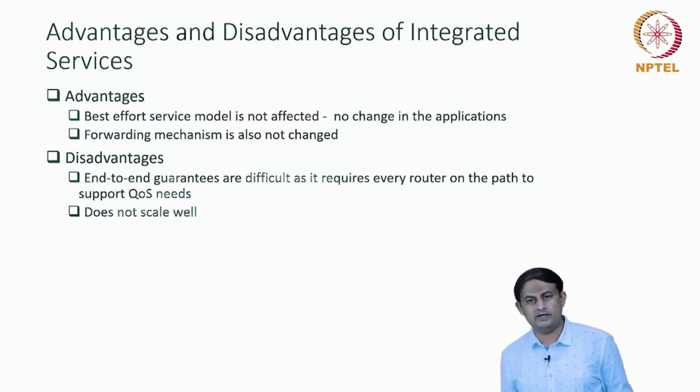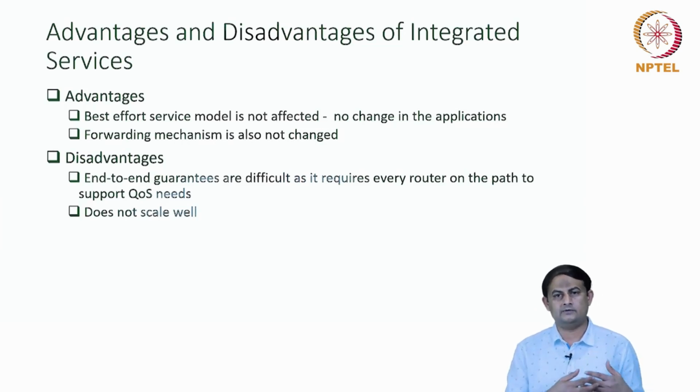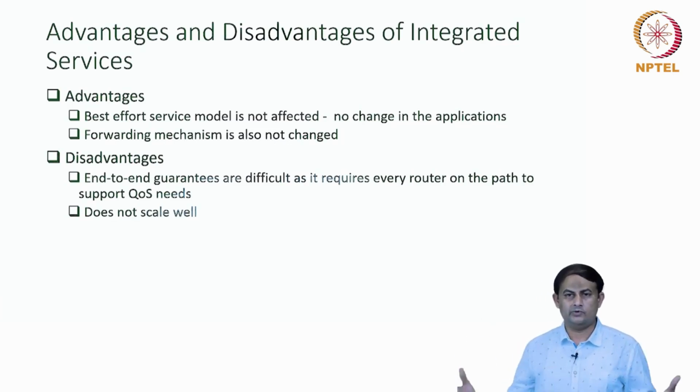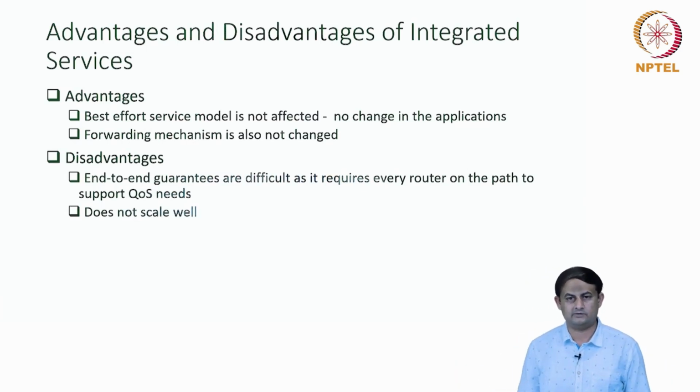So we have alternative models for meeting such requirements when we have a massive number of parallel conversations. Without doing explicit reservations, can I provide the quality of service? That we will see in the subsequent lectures.